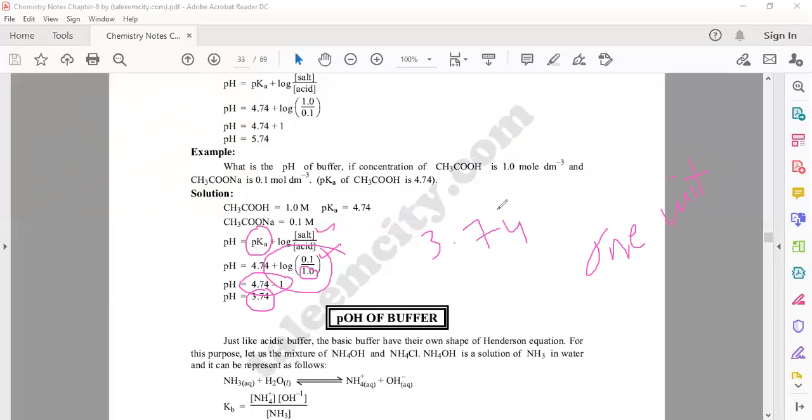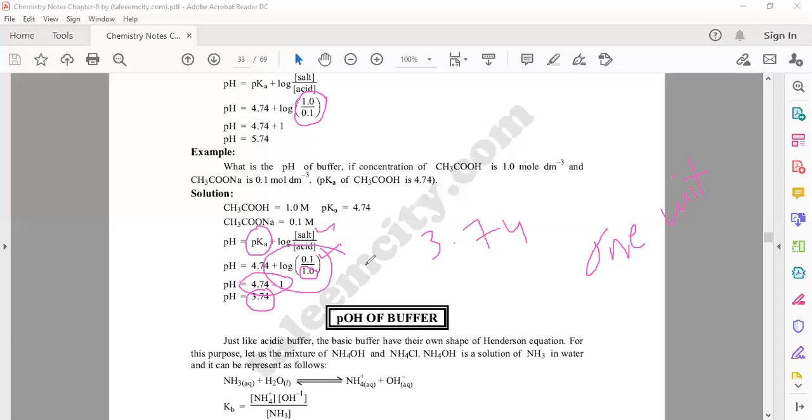and these examples are very easy. You can memorize the value of pKa of acetic acid, and you have to take the increased value of 10 times. You can take any value instead of 0.1 or 1. But just keep in mind that in one example you have to take salt 10 times larger than the acid, and in the next example you have to take acid 10 times larger or higher than the salt. So these two are the examples.